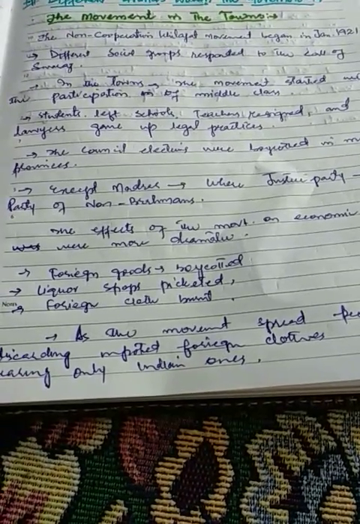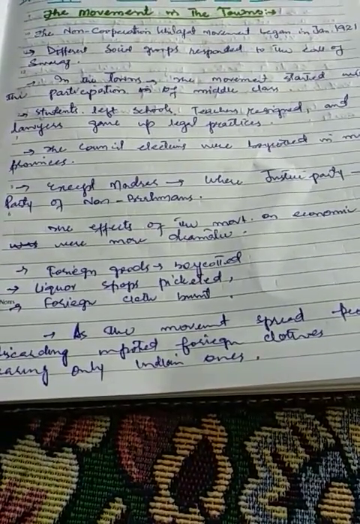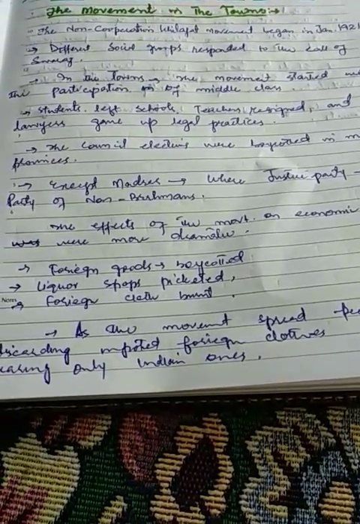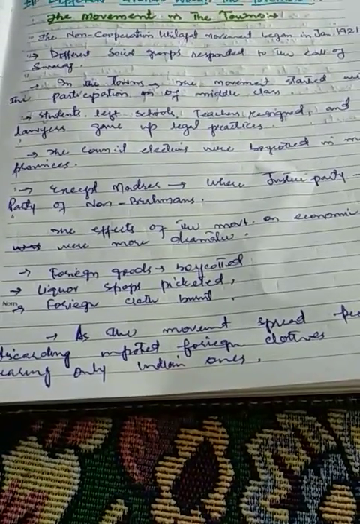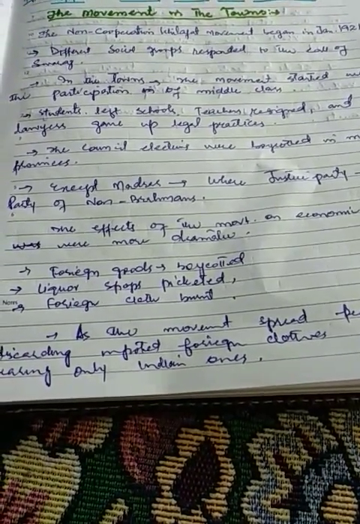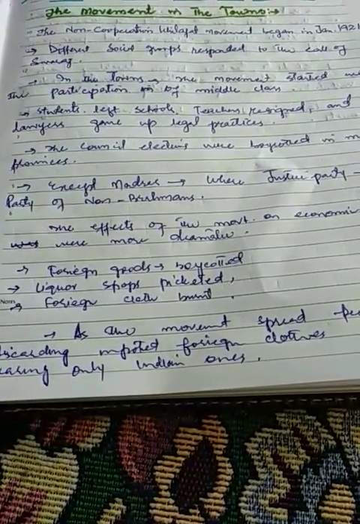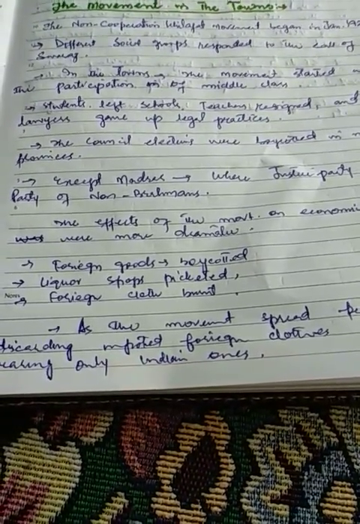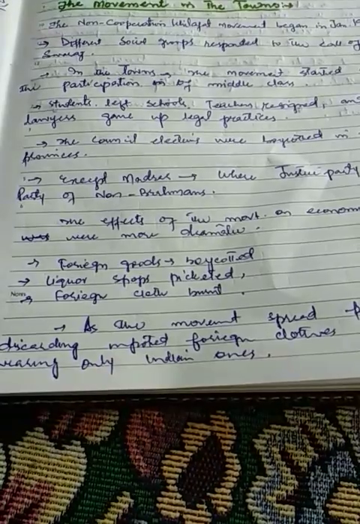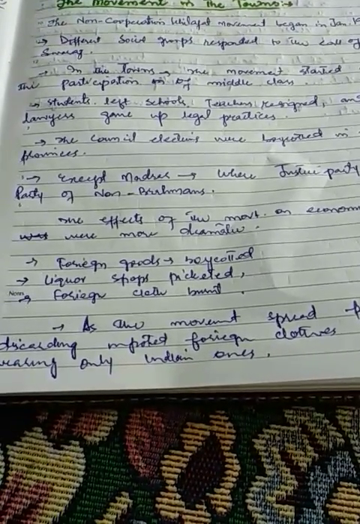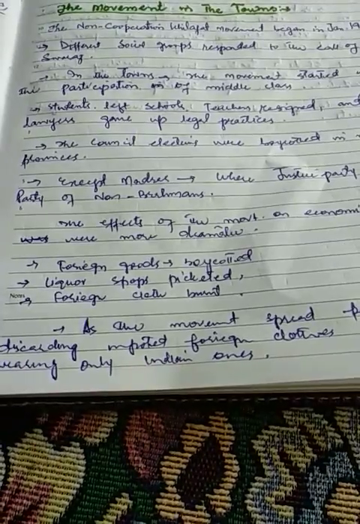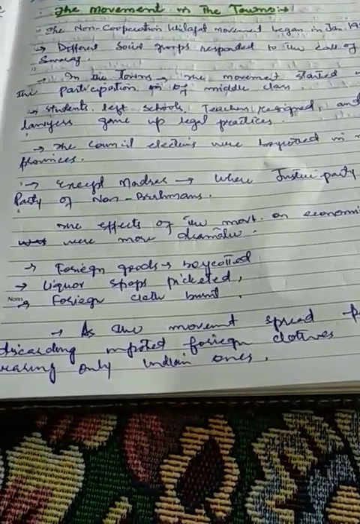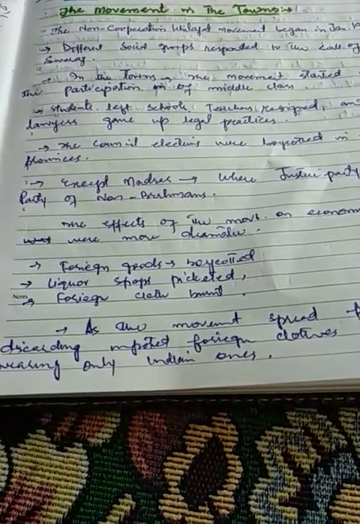So the elections which were going to be contested were called council elections. In these council elections, there was a boycott from all over the provinces. There was a boycott of the council elections in most of the provinces, except Madras province. In Madras province, the only party which was willing to participate in the council elections was called the Justice Party.